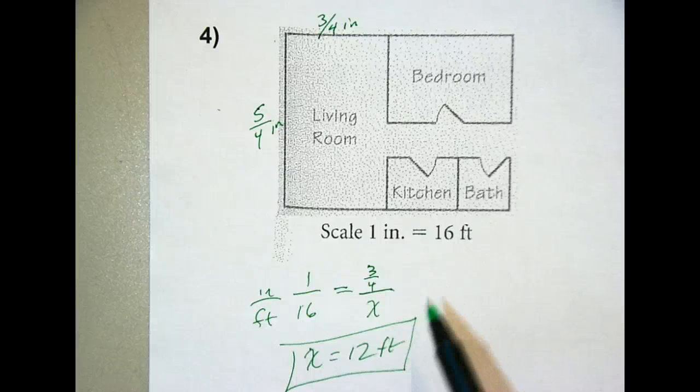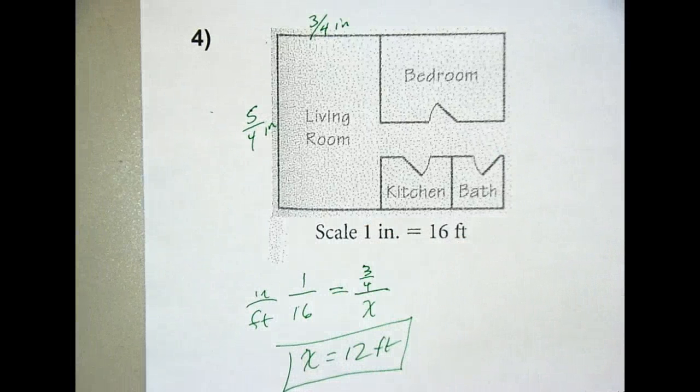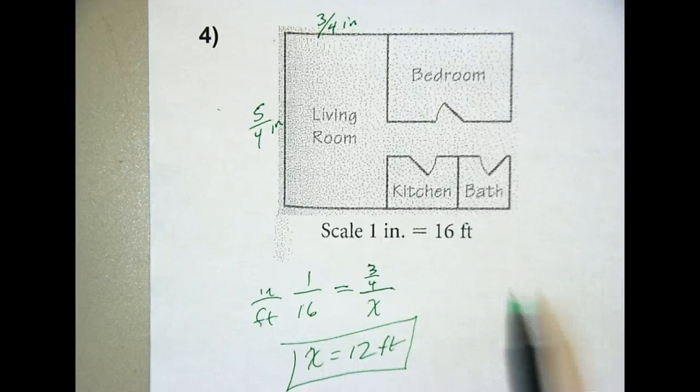Now, the whole reason I have you set it up as a proportion rather than just going, well, just multiply by 16, is because mathematically, you're not sure exactly what's going on. You're just saying, I just multiply by 16. I say, why? You're like, I don't, I just do, because, you know.